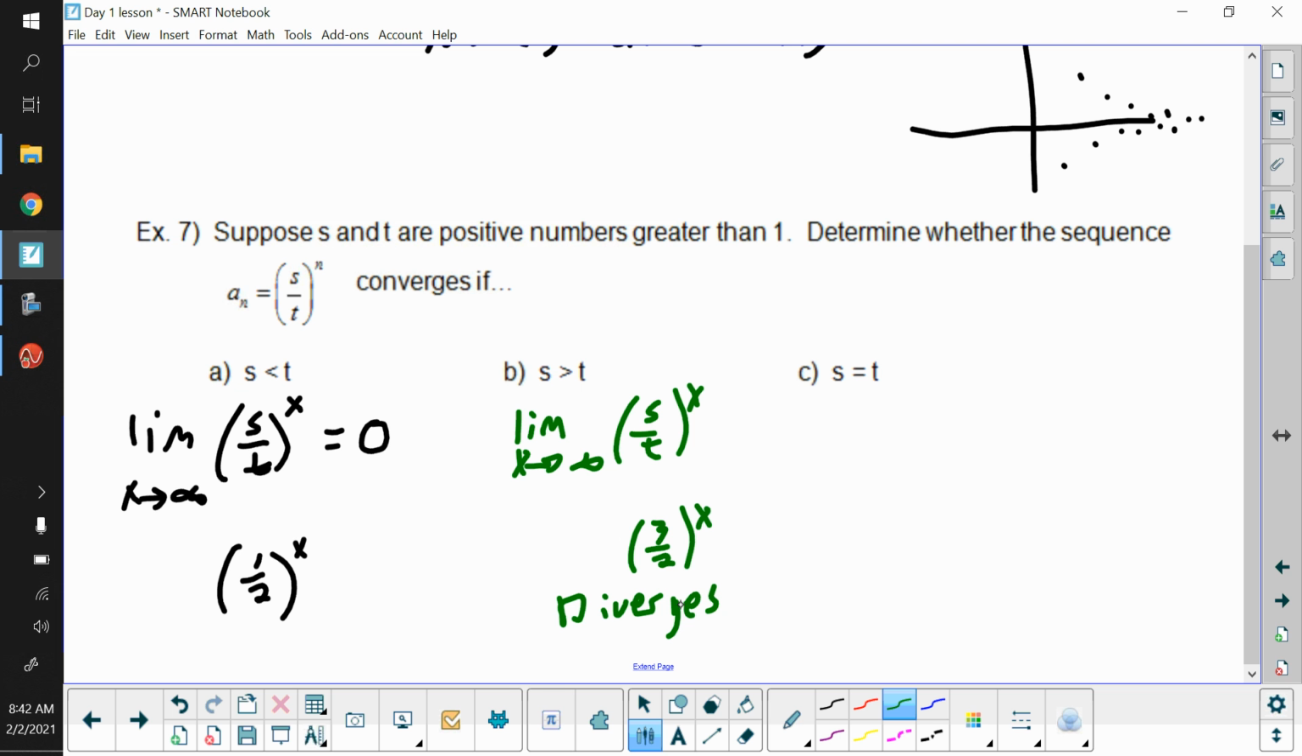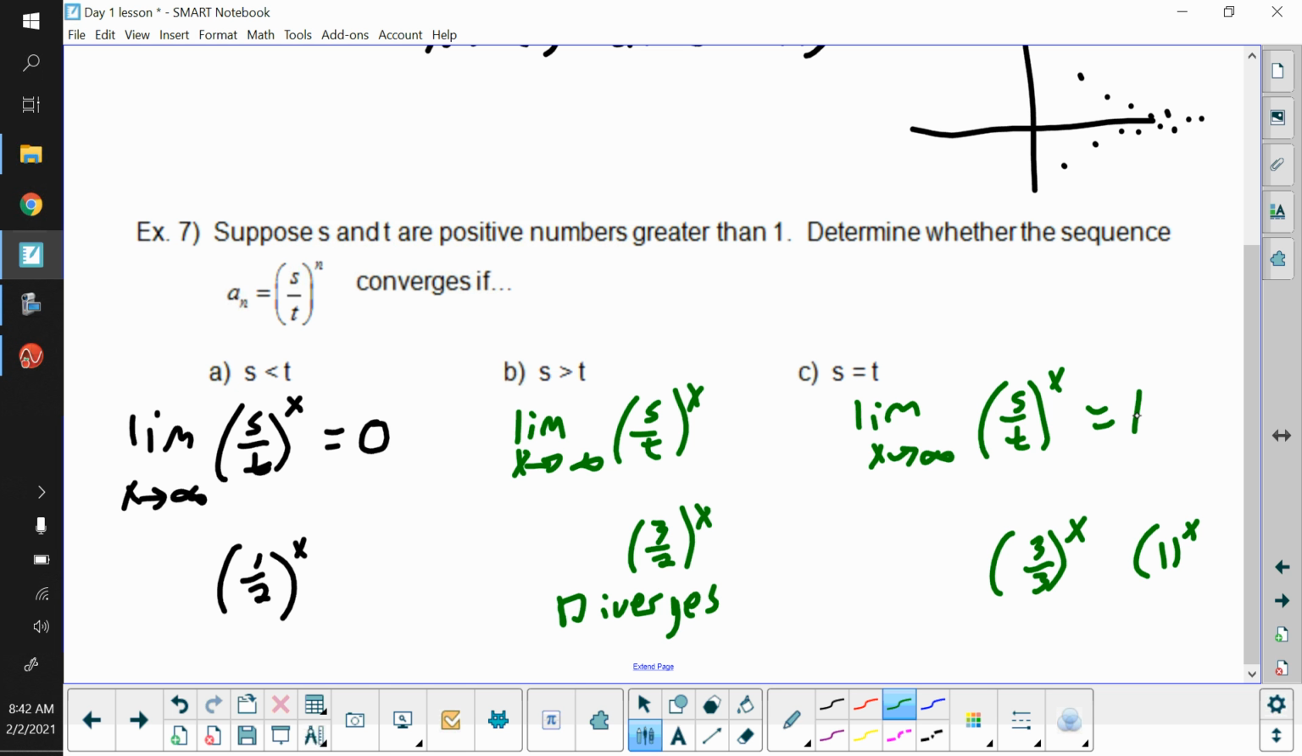And if s is equal to t, so we'll again do limit as x approaches infinity of (s/t)^x. To give you an example, let's say we had (3/3)^x, which is like saying 1^x. Well, first term is going to be 1, second term is going to be 1, third term is going to be 1, and so on. So this is always going to be 1.